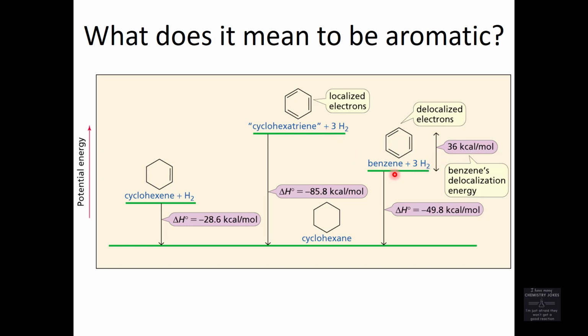There's some sort of reason that benzene is at a lower energy shelf than what's predicted. Aromatic compounds are more stable than the normal prediction would have them be. This is normal prediction up here. This is benzene. Because of delocalized electrons, you lower the energy. So that's saying it is 36 kilocalories per mole more stable than as predicted. All aromatic compounds are more stable than as predicted.